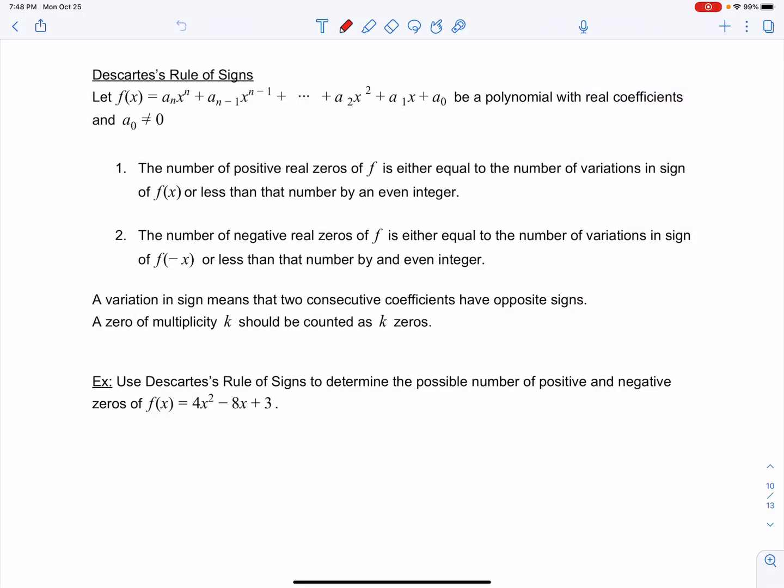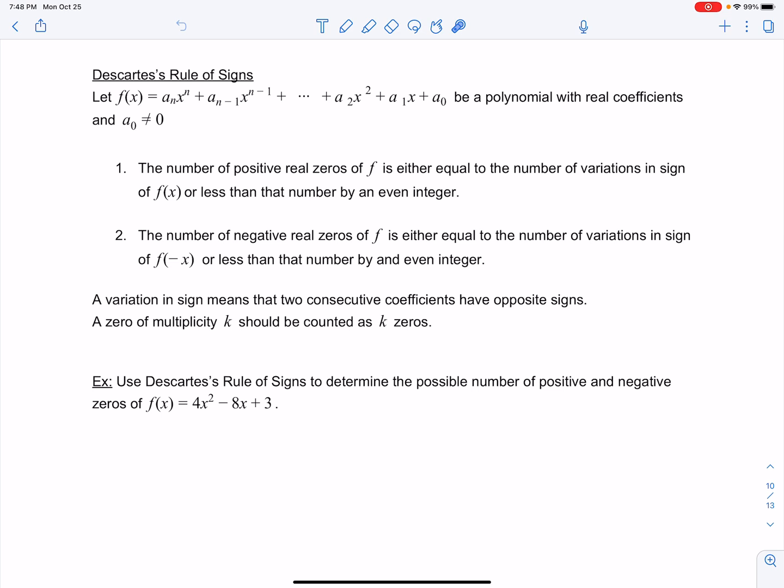One of the last things that we're going to look at in this section is Descartes' rule of signs. So the rule says, let f of x equal a sub n times x to the n plus a sub n minus 1 times x to the n minus 1 plus dot dot dot plus a sub 2 times x squared plus a sub 1 times x plus a sub 0 be a polynomial with real coefficients. Remember, this just means a polynomial in standard form. So we have a standard form polynomial.